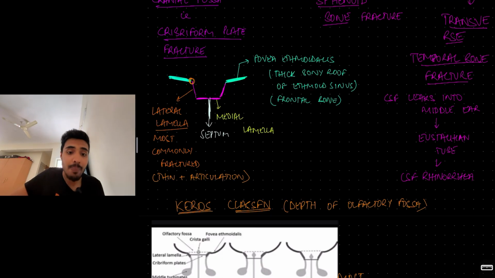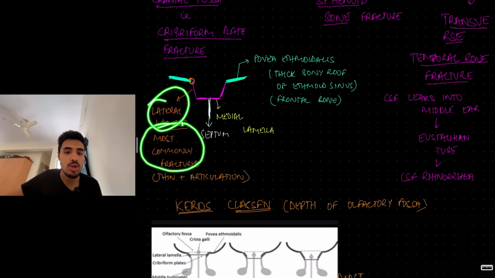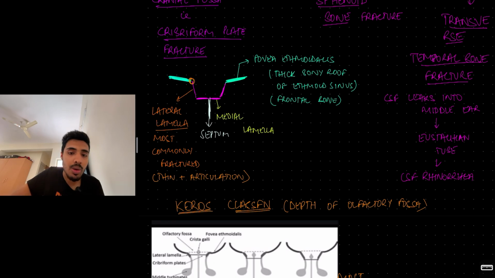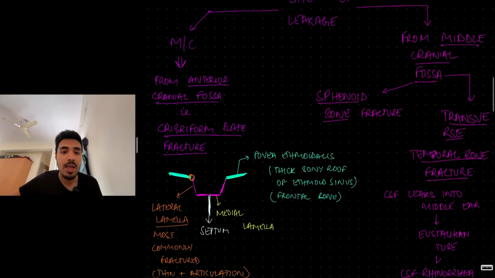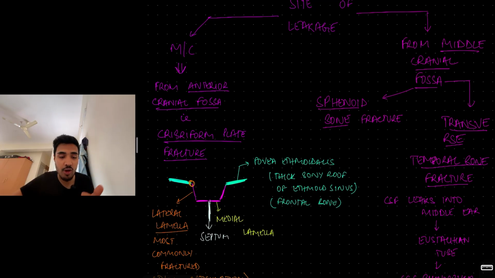In the cribriform plate, it is the lateral lamellae that is most commonly fractured. Why? Number one, lateral lamellae is thinner than medial lamellae, and the lateral lamellae articulates with this frontal bone. So it forms a joint. Wherever you have a joint, there's a high chance of fracture or weakness, right? That is why it is the lateral lamellae. So the most common leak is from the anterior cranial fossa due to trauma to the cribriform plate.